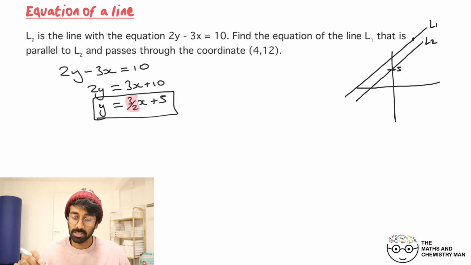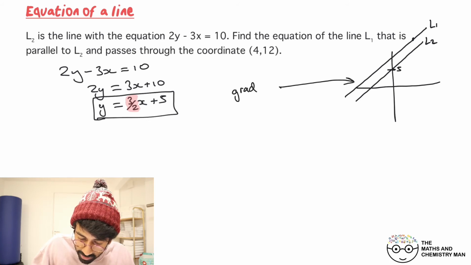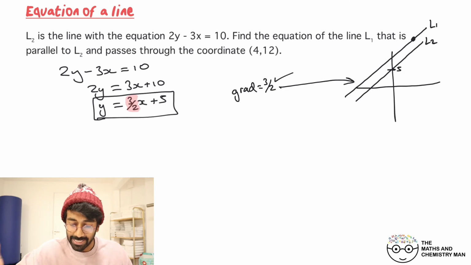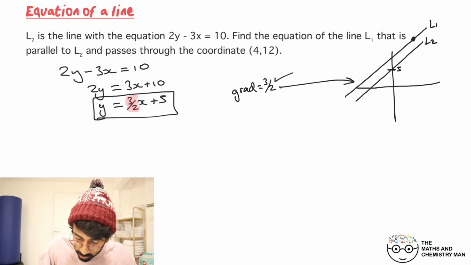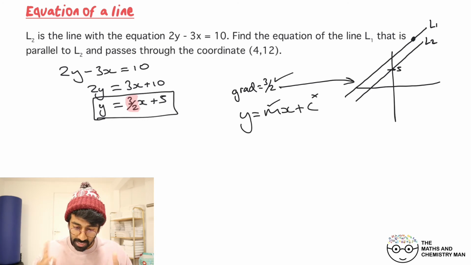Now, because they are parallel, it means that their gradients are the same. So the gradient of this line here, L1, is equal to 3 over 2 as well, or 1.5, whichever you want. And what we would need to do then is find its y-intercept. We've got to find what c is in that general form, y equals mx plus c. So we've got the gradient, but we don't quite have the y-intercept, so we'll need to work that out. How do we work it out?